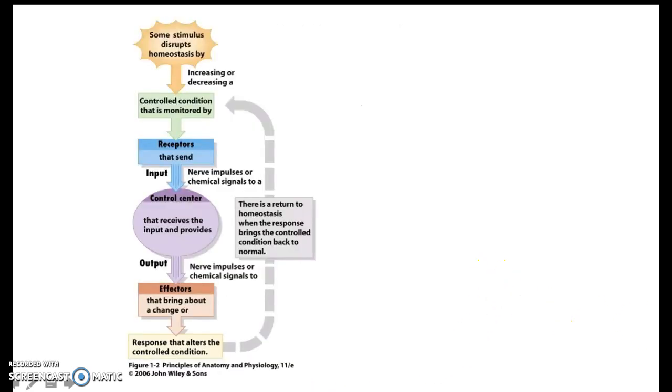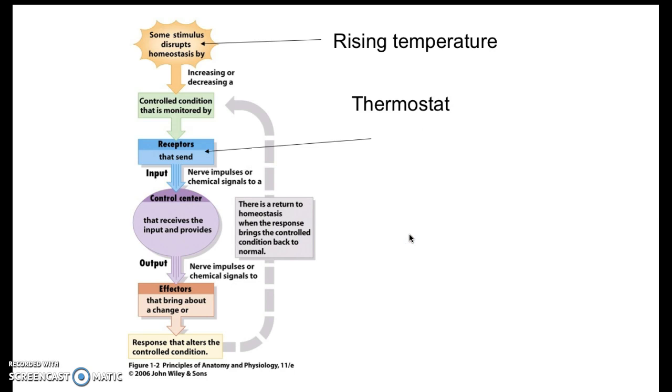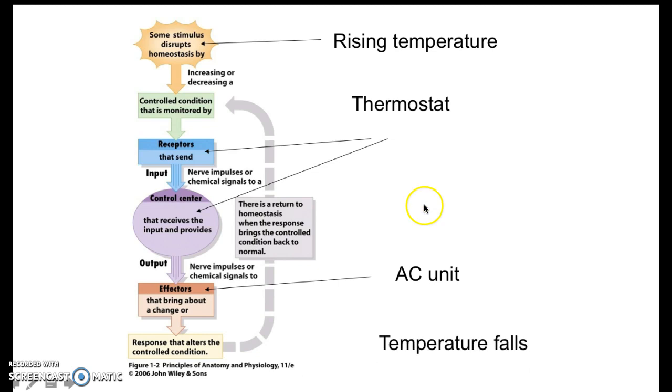Okay, so if we were to plug these events into this flow of information that we just saw in the previous slide, with our receptor sending signals to the control center sending signals to the effector, which brings about a response, then we could assign different roles to these different players. So the rising temperature would be the stimulus. We could identify the thermostat as being the receptor, and we also are going to identify the thermostat as being the control center, because the thermostat is determining if the temperature is too high or not. The AC unit would be the effector, and the response would be the decrease in the temperature as the temperature begins to fall.